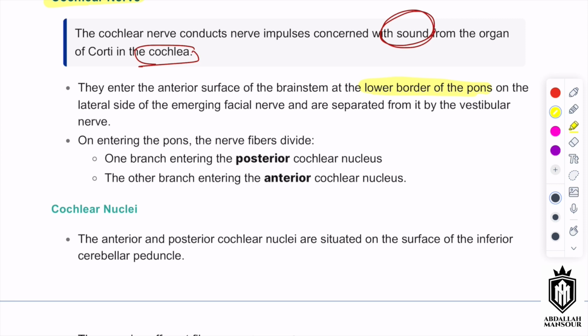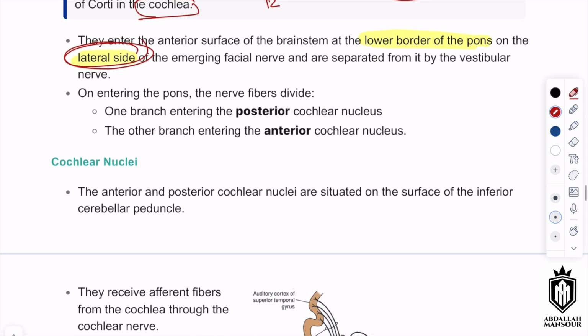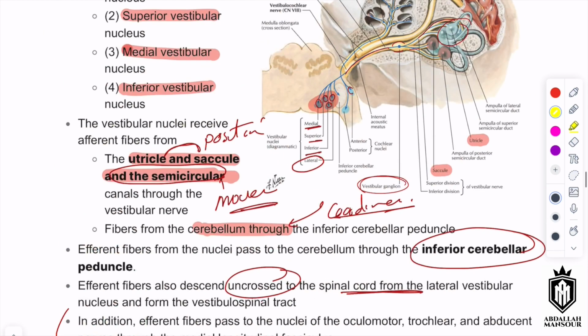the medulla on the lateral side, because it's 8, it cannot be divided by 12. It's not one of the divisions of 12. Remember, the cranial nerves in the midline are 3, 4, 6, and 12, so it's not one of them. So it definitely has to be the lateral side. On entering the pons, the nerve fibers divide into a branch entering the posterior cochlear nucleus and another one entering the anterior cochlear nucleus. How can we demonstrate that?